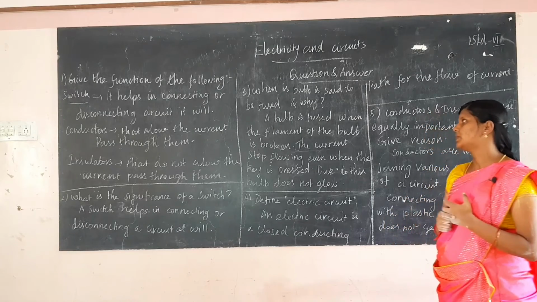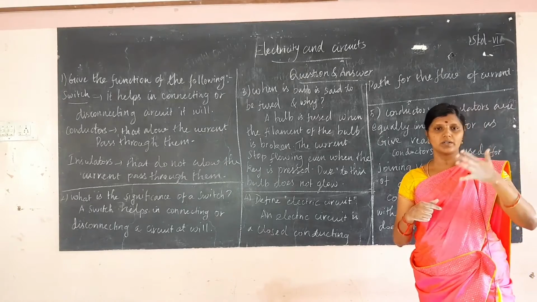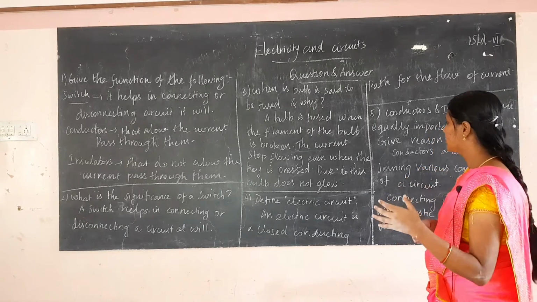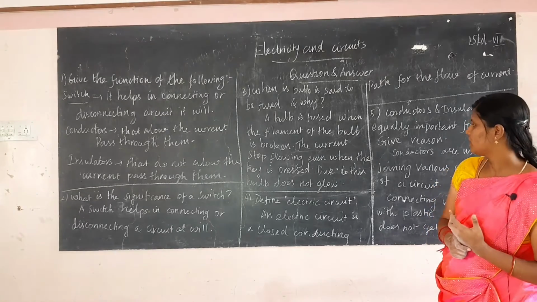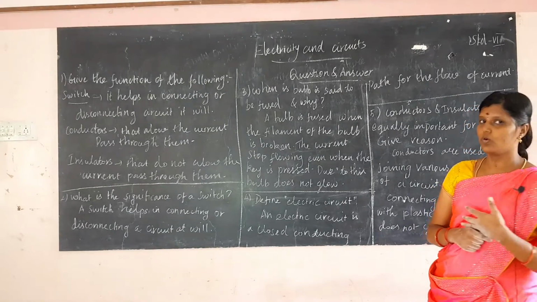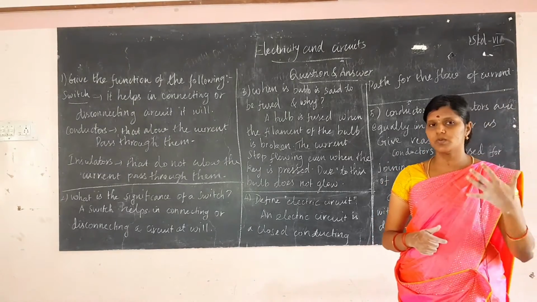When is the bulb said to be fused? Why? The bulb is fused when the filament of the bulb is broken and also it gets heated. The current stops flowing even when the key is pressed. So only due to this reason the bulb does not glow. Okay, bulb உள்ள filament வந்து heat ஆகிறதுனால அந்த bulb வந்து glow ஆகாது, fuse ஆயிடும்.